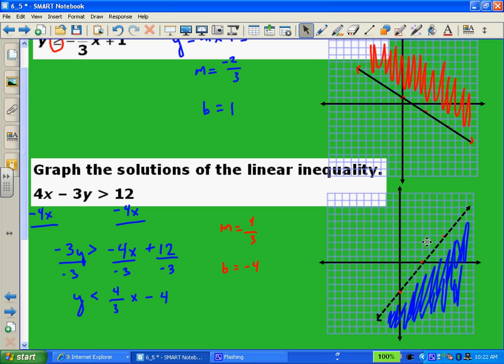Okay. And with the dashed line, what that means is that any point on the line is not a solution to the inequality. It's only everything below the line. As I said before, the solid line means that the line is also part of the solution. Dashed line means it's not. It's kind of the same idea as the open and closed circle thing when we graphed inequalities back in chapter 3.